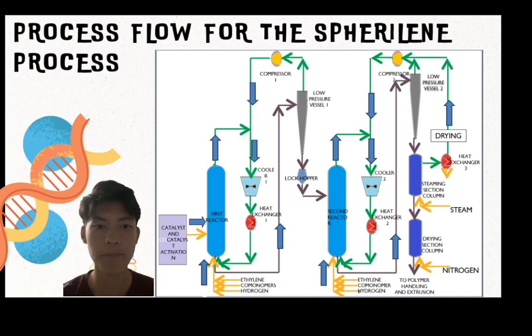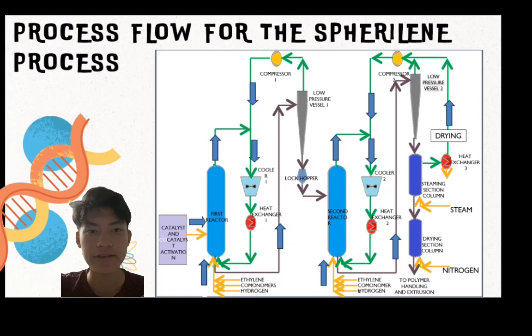After that, in the lock hopper, a lock hopper is used to manage the transfer of solid polymer particles like polyethylene fluff between different pressure zones. This system is particularly important for maintaining pressure control and ensuring a continuous flow of materials. Then it's going to the second reactor. In the second reactor, it's pretty much the same process as the first reactor, but after the polymer undergoes low pressure vessel 2, it's going to the steaming section column.